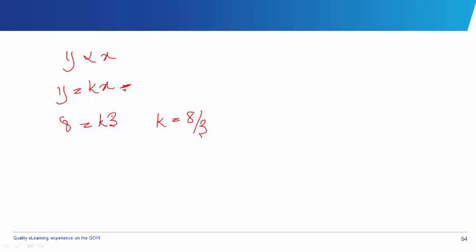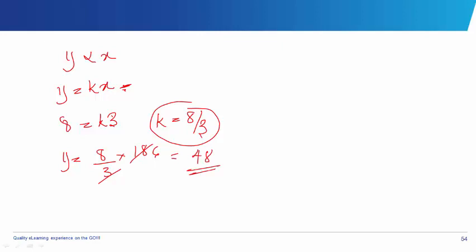Find y when x equals 18. So we now know our k to be 8 over 3. And we're now told that x is 18. So y will now be 8 over 3 times 18. So 3 into 18 will give us 6. And therefore y will be 8 times 6, which is 48. So it's as simple as that. Let's take another example from inverse proportion.